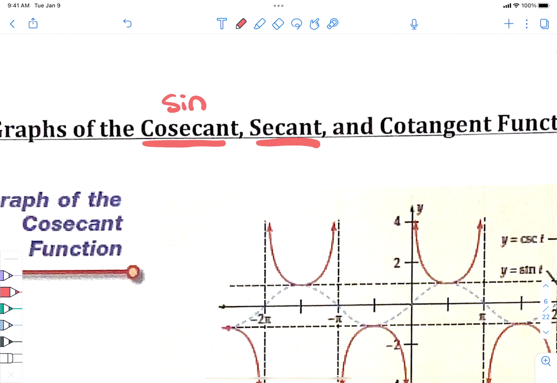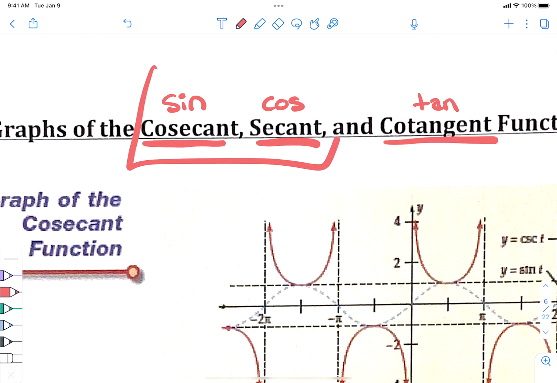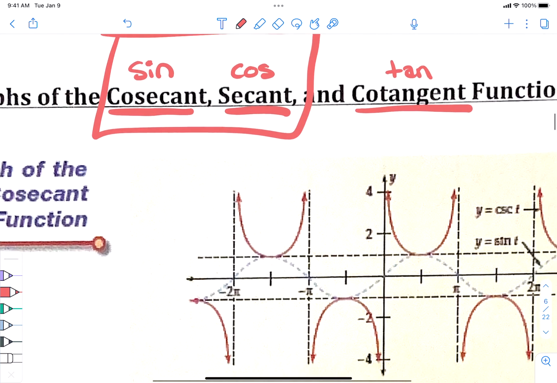Write this at the top. Cosecant and sine go together. When you graph cosecant, you are going to graph sine first, okay? When you graph secant, you are going to graph cosine first, okay? When you graph cotangent, you are not going to graph tangent first, because they are a little bit different from one another. But just keep in mind that tangent and cotangent will be similar to each other. But for cosecant and secant, you will be graphing sine and cosine before you graph them.